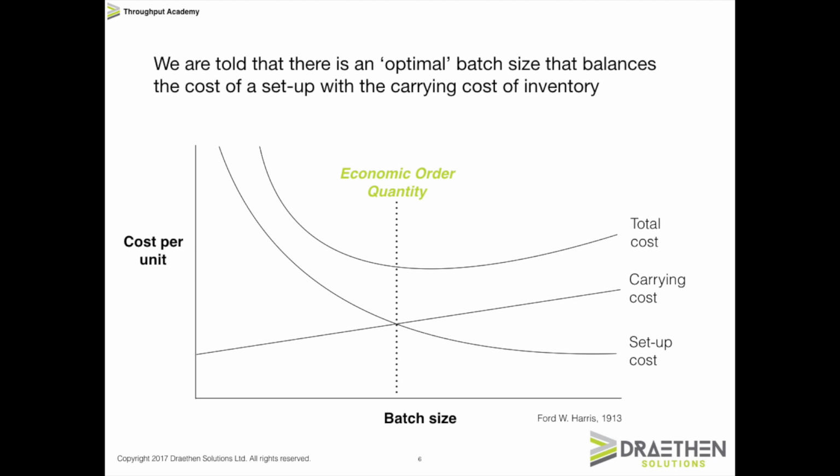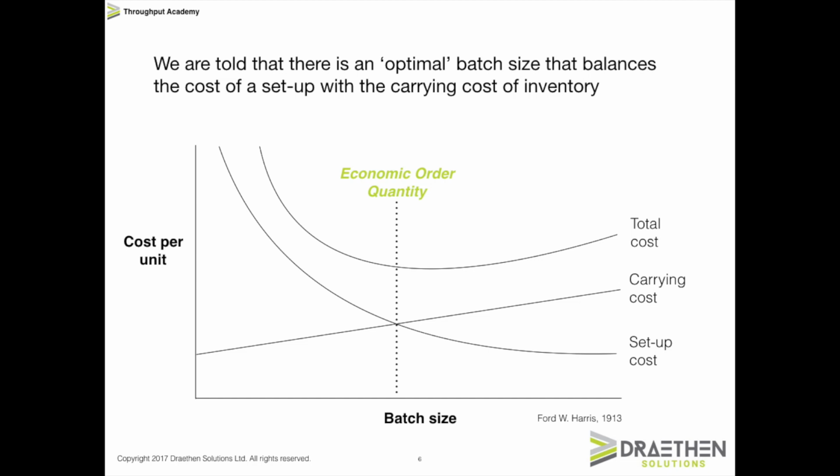So let's look at carrying cost first. You can see that that line gently slopes up over time. As the batch size gets bigger, the cost per unit gets bigger, and the logic behind that is that the more inventory you have in the plant, the more carrying cost you incur. You have to handle it, you have to store it, you need space, you need machines to move it around, and so on and so forth, and that increases your cost per unit.